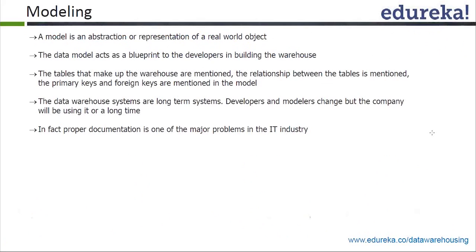We will further look into what exactly modeling is and how we can represent this model on paper or in a design document. A model is basically an abstract view or representation of real world requirements or real world objects. Any requirement which is given to you by the user, you can put it on paper. That particular process is called modeling.